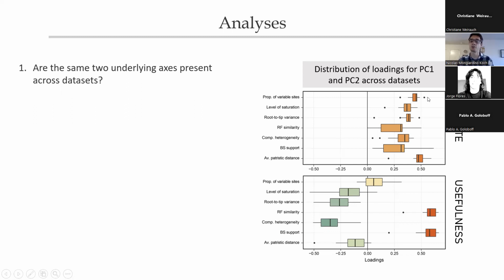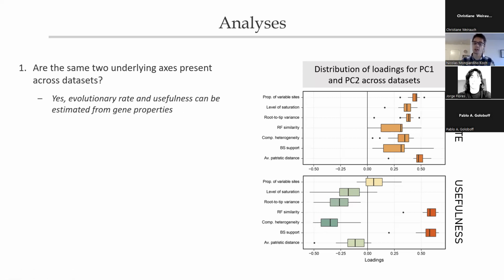loadings. Here I'm showing you the distribution of the loadings of all of these 7 gene properties onto PC1 along the 18 data sets. And you can see that on average, there's a first PC dimension along which all increase concomitantly. And there's a second axis that we referred to before as our usefulness axis that has this distinct pattern of increasing phylogenetic signal while at the same time decreasing sources of systematic bias. So the answer to this question is yes, we can estimate evolutionary rates and phylogenetic usefulness of the genes based on just these 7 gene properties.